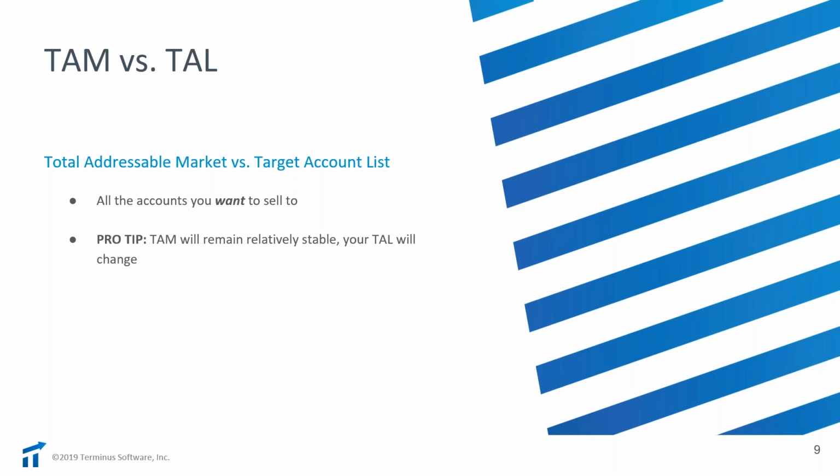Developing a target account list should be done in close partnership with sales and sales management, with an eye to achieving those corporate goals as set out by your executive team. Again, pro tip for you: your TAM should remain relatively stable while your target account list will change. This becomes extremely important, and I'll explain why when we get to measurement.